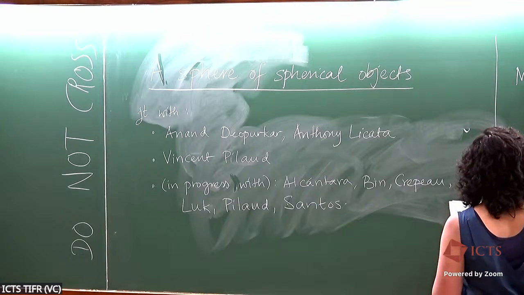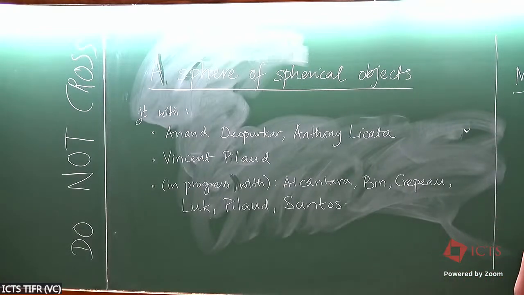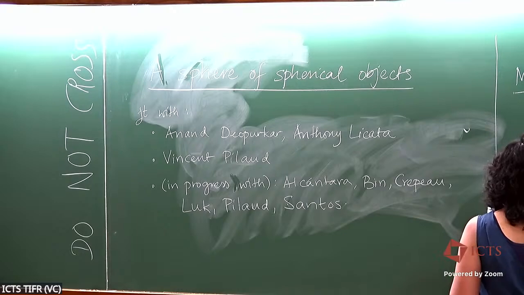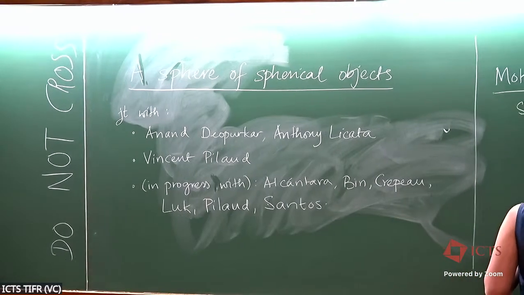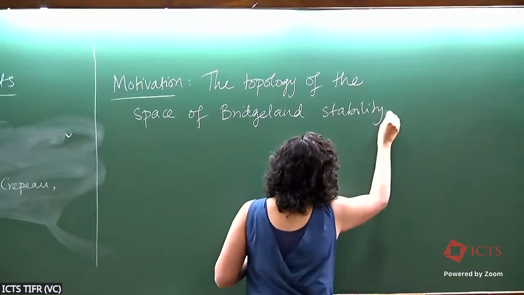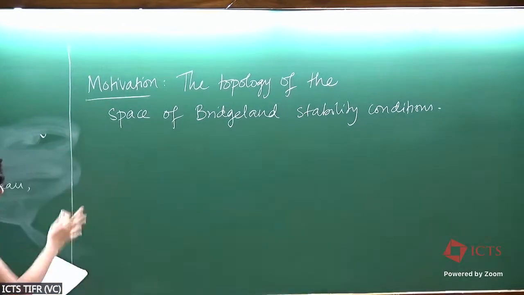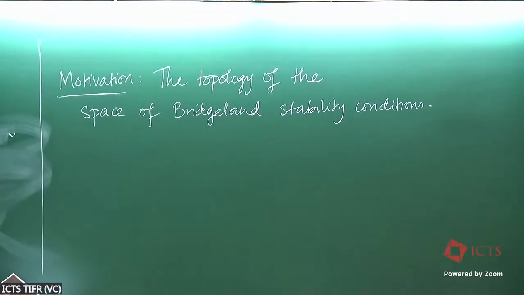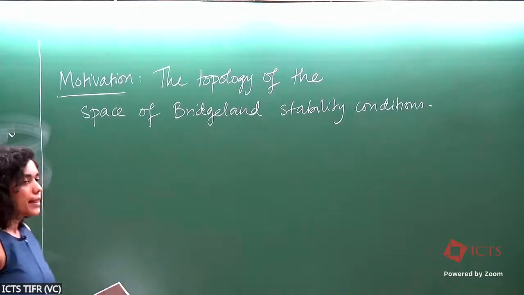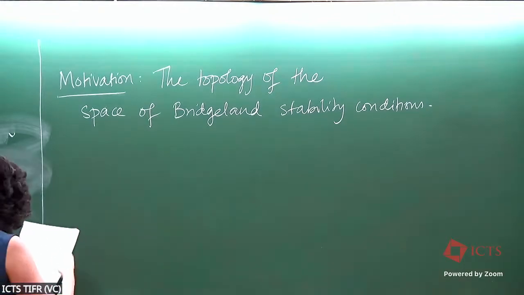The motivation that we have is that we want to study the topology of the space of Bridgeland stability conditions. And I'll say a bit about what that is, but this question is maybe not that interesting from some points of view, because the conjecture is that this space is always contractible if it's connected. So maybe that's not so interesting, but I'll say why I'm interested.